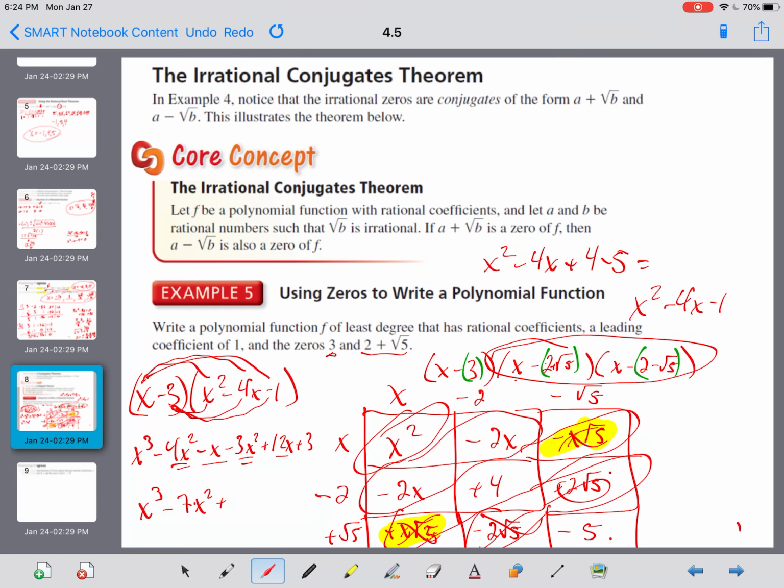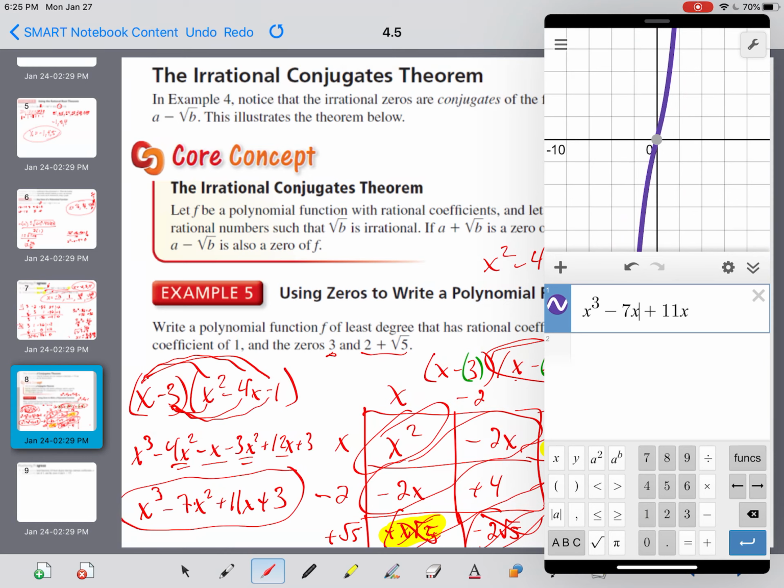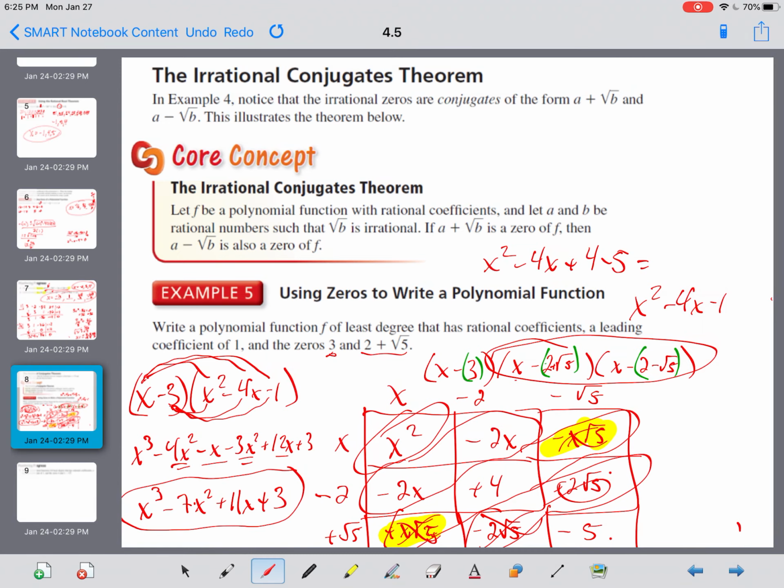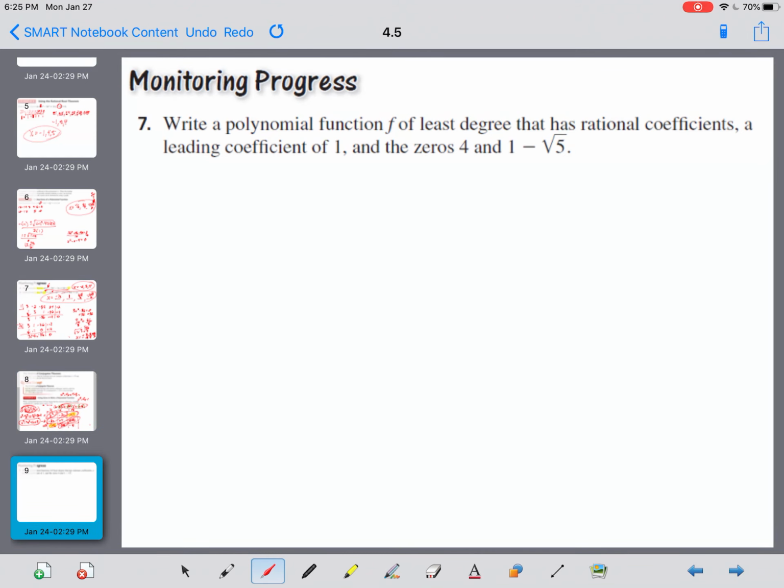And we can always check it. We can say x to the third minus 7x squared plus 11x plus 3. Boom, boom, boom. There's my 3. There's my 4.236 like we needed. There's my negative 0.236 like we needed when we did this 2 plus the square root of 5 and 2 minus the square root of 5. So yes, it works. Man, that's a monster.